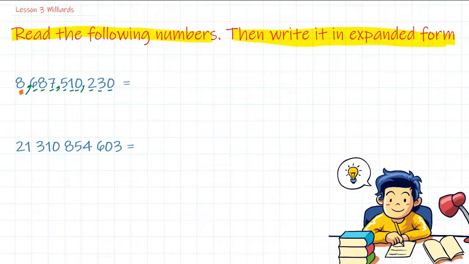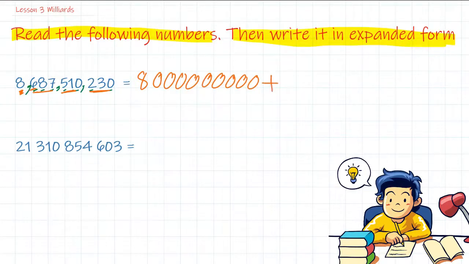The first number from the left is 8. So write 8. How many digits to the right of 8? We have 3, 6, 9 digits. So it will be 9 zeros, like that. Plus we have 6 here. Write 6. And we have 1, 2, 3, 4, 5, 6, 7, 8 digits to the right of 6. So replace it with 8 zeros, like that. Plus 8 here. So write 8.